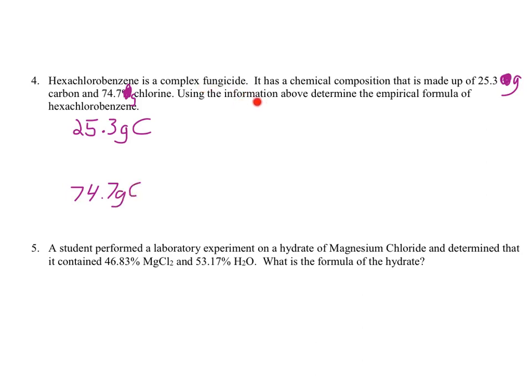Using the information, I have to find an empirical formula. So the first thing I've got to do is take these grams of carbon and convert them to moles of carbon. I do that by multiplying it by 1 mole over the atomic mass of carbon.